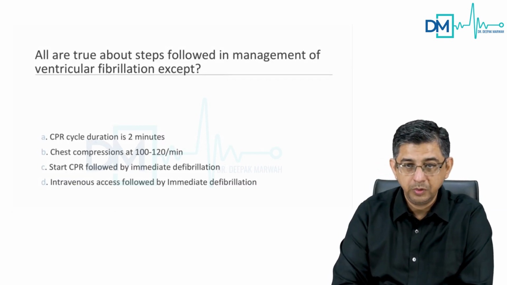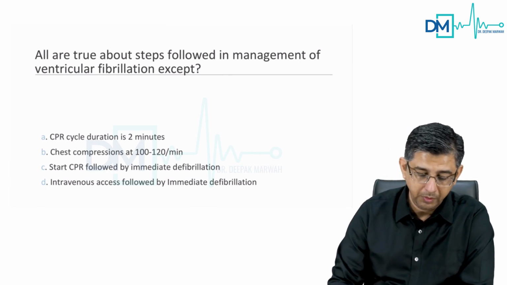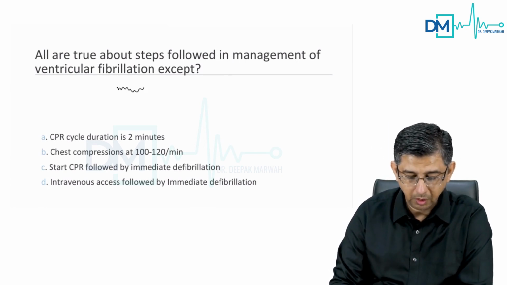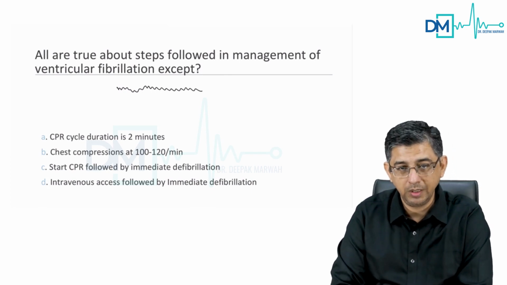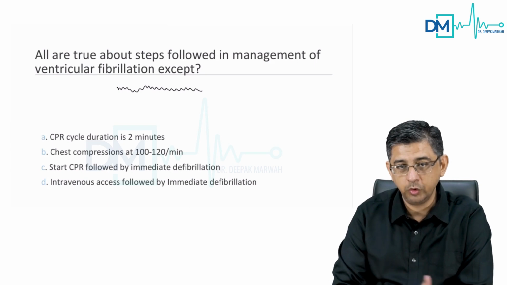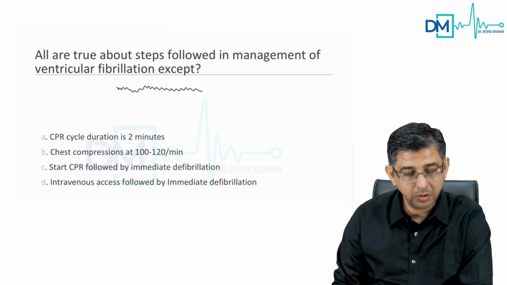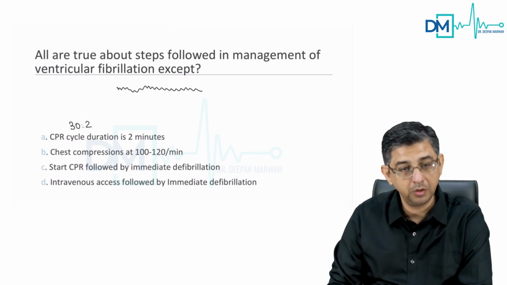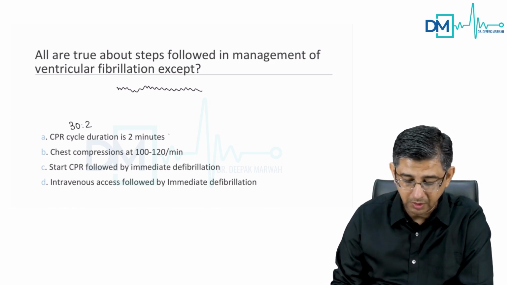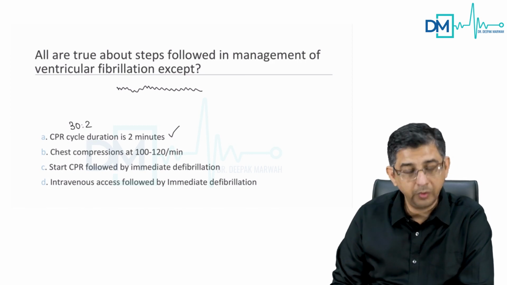It says all are true about the steps followed in the management of ventricular fibrillation except. Ventricular fibrillation would have twitching activity, and there would be no PQRST waves that would normally be seen in the ECG. The first thing you would do in such a patient who is pulseless and breathless would be a CPR cycle. The duration is 2 minutes. Yes, CPR is given in a ratio of 30:2 and the duration is 2 minutes is a correct statement, and this is an except MCQ. Chest compressions are given at a rate of 100 to 120 per minute.